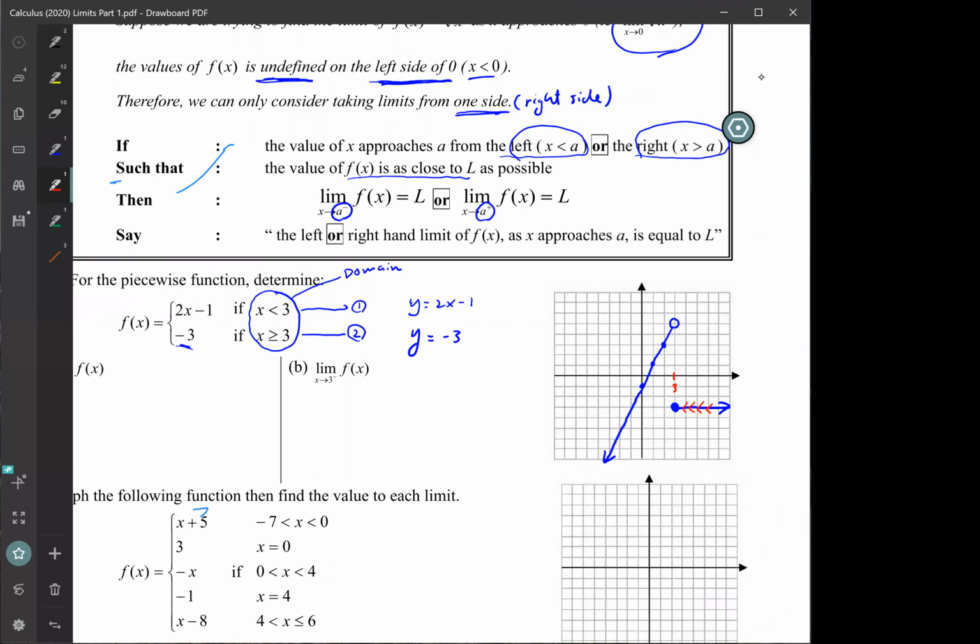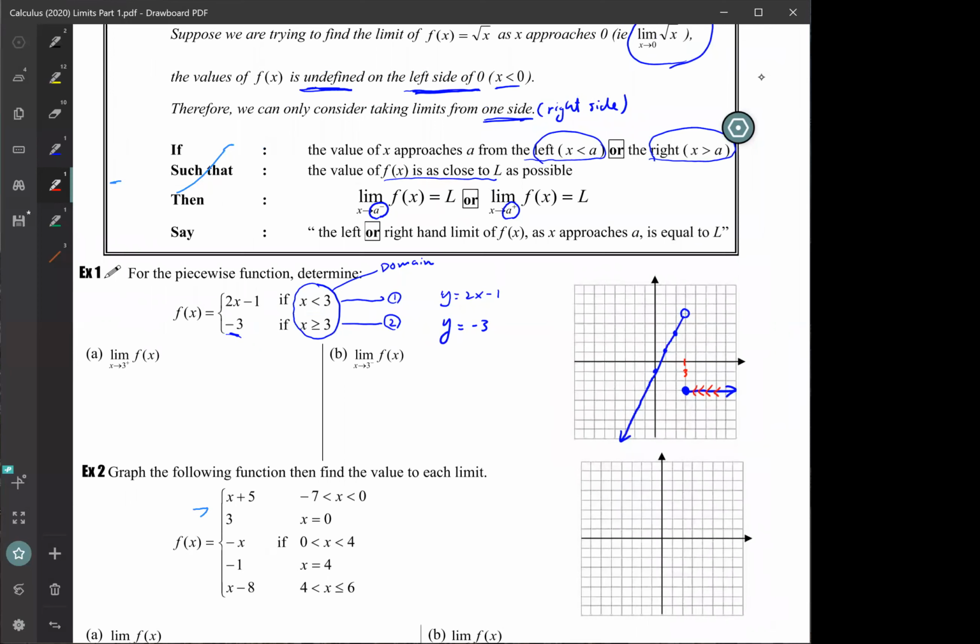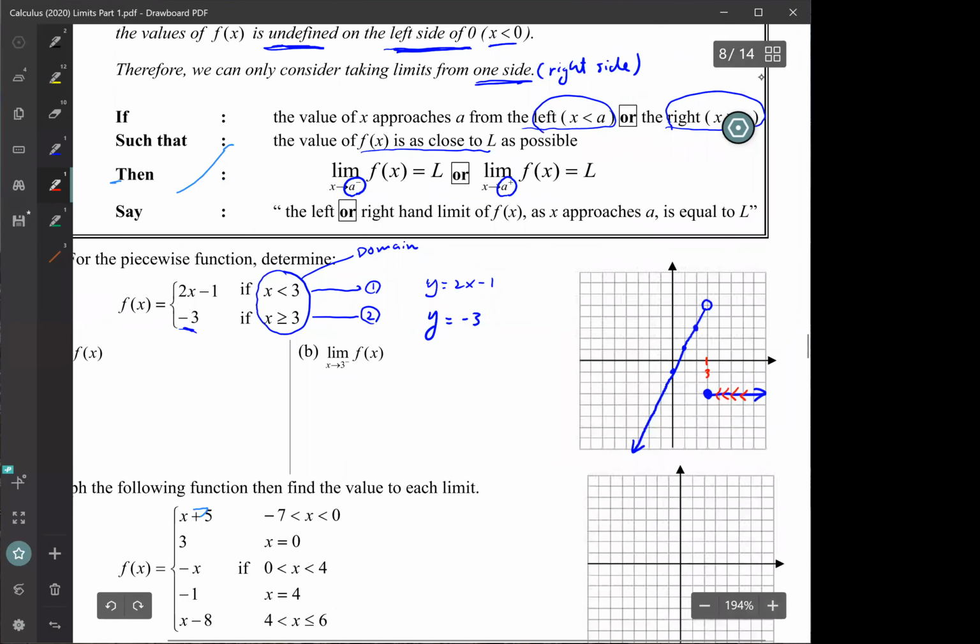Do you understand what I'm doing, right? First question is the right limit, meaning you walk towards 3 from the right side. But then the right side is the second piece, right? This is the right side, because it's on the right side of the graph, right side of the 3. This is for the left side. Anyone has trouble identifying left and right here?